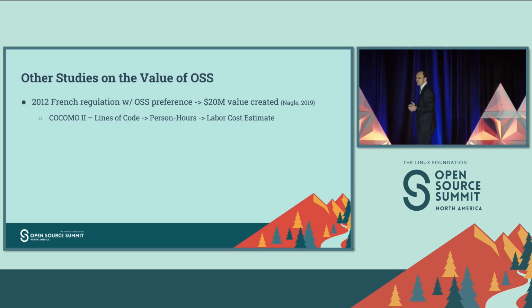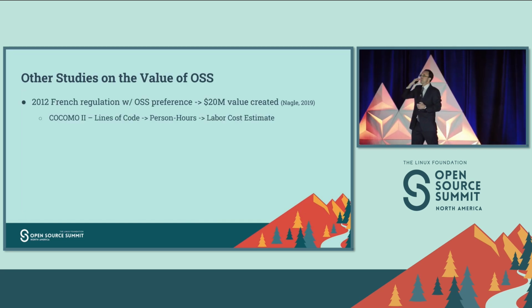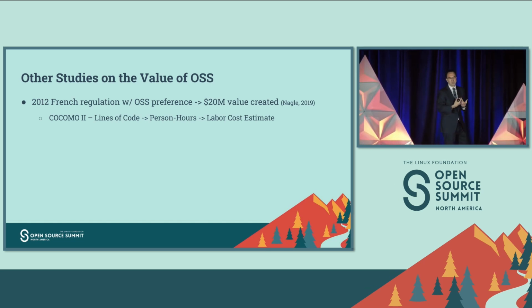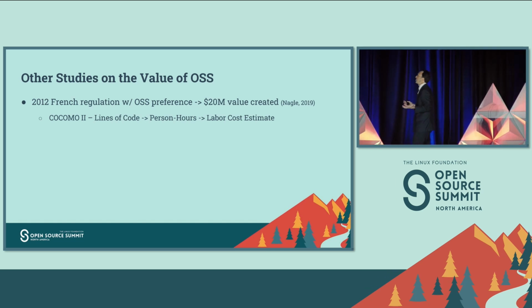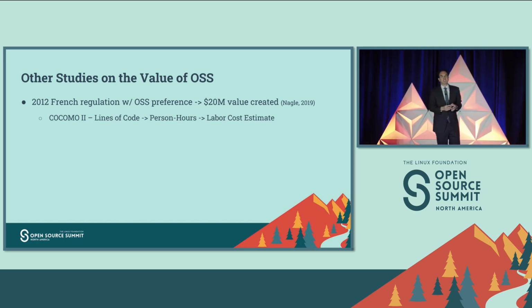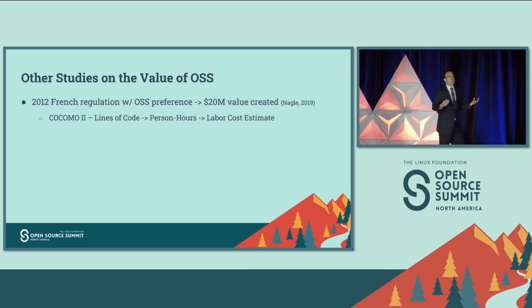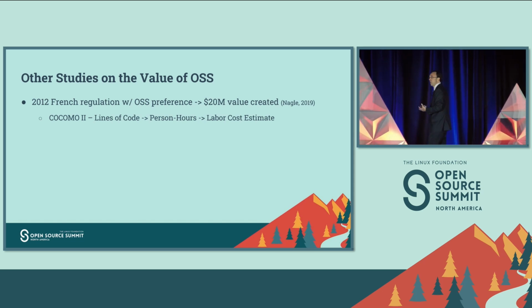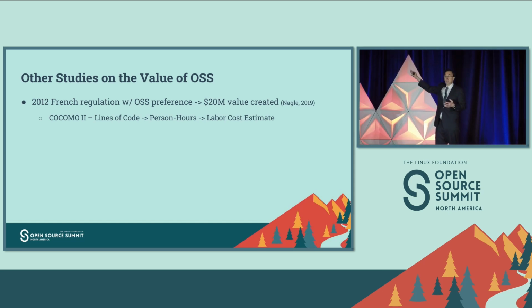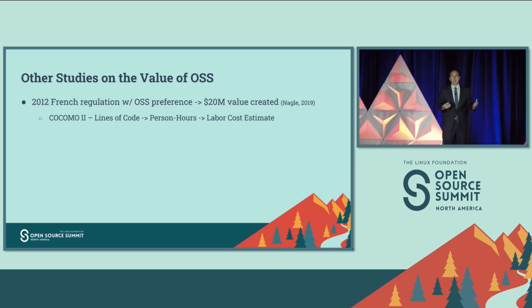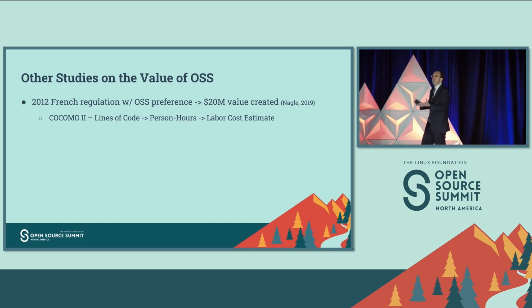So what we end up doing is something that I had done in a previous study looking at a regulation in France that encouraged companies to contribute to open source, and we were able to show that that led to about $20 million of value created out of France. But the way that we did that was we used this model called COCOMO 2. This is an old model from the Department of Defense in the US that they use to try and estimate the costs for any given software project. It's based on the lines of code. You turn that into person hours, and then you multiply that by the average salary of a developer, and you get some sort of price based on the lines of code.